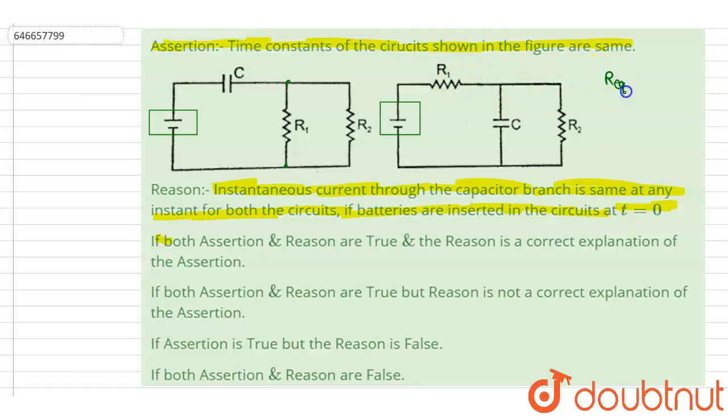So we will write down R equivalent is equal to R1 R2 divided by R1 plus R2. If I write down the time constant, it will be equal to C into R equivalent, and yes, it is same for the two, right? So this is completely true. Moving ahead, the instantaneous current through the capacitor.